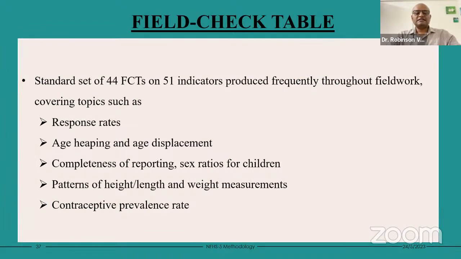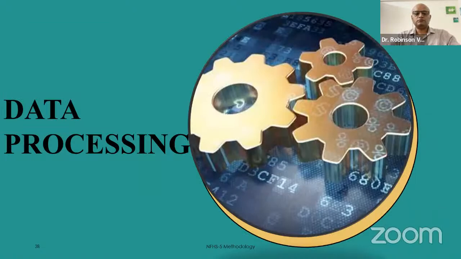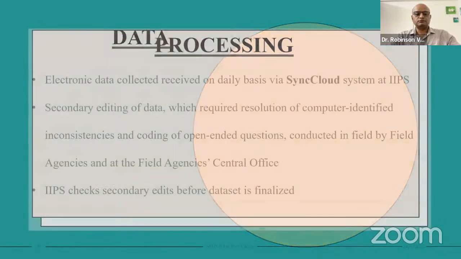Now coming to the field check tables, a standard set of 44 field check tables on 51 indicators were produced frequently through fieldwork covering topics such as response rate, age heaping, and age displacement. Also, it looked for completeness of reporting, sex ratios for children. Patterns of height and weight measurement were also looked upon, along with contraceptive prevalence rate. Now let's come to the data processing part.